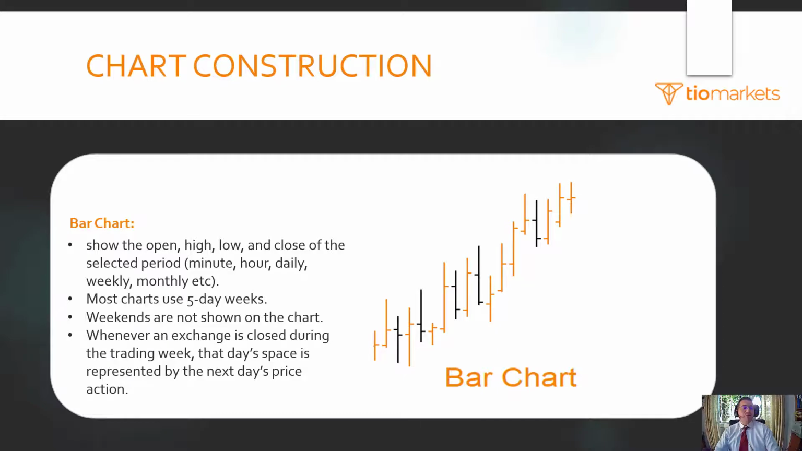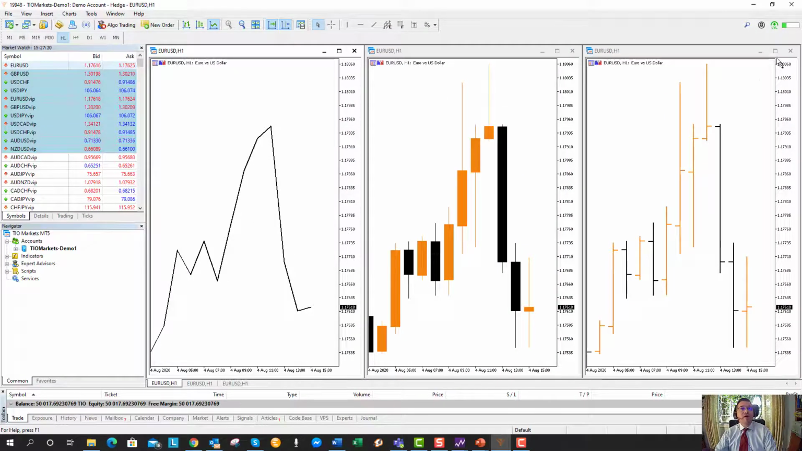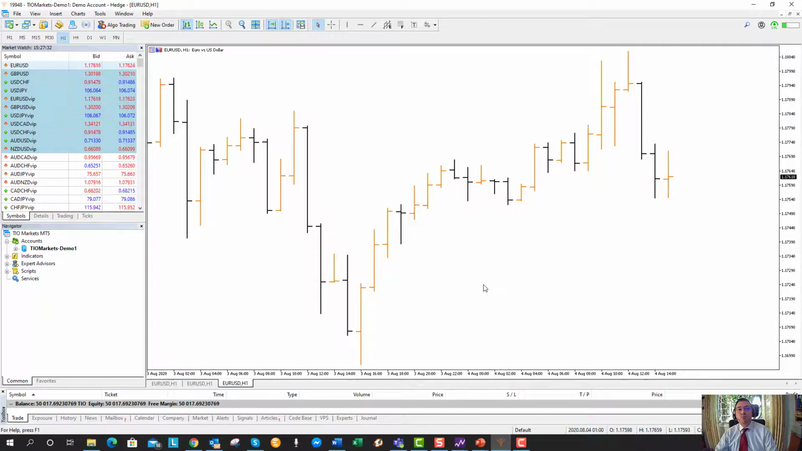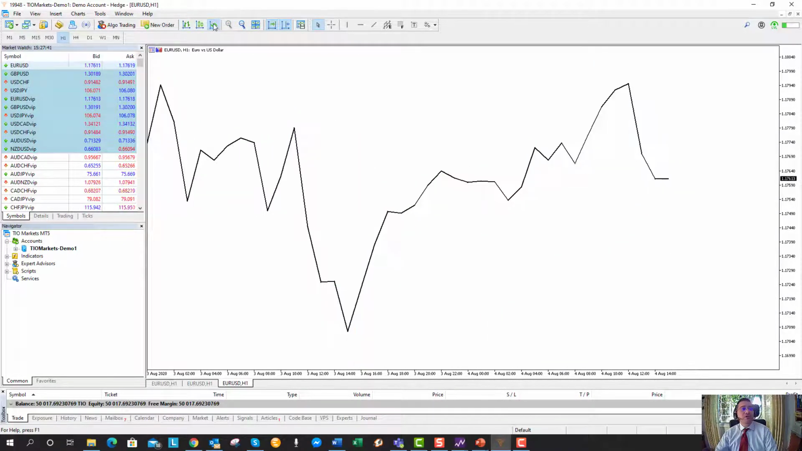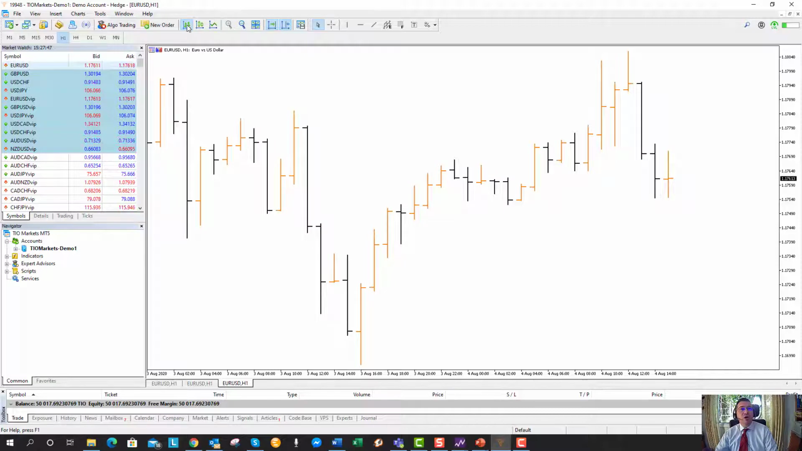The bar chart. The bar chart is very powerful because it gives us a bit more information than what we're going to see in a simple line chart. Here's a line chart, and this is just showing us the closing values. And then here in a bar chart, what are we seeing? We're seeing more information. We're seeing the open.